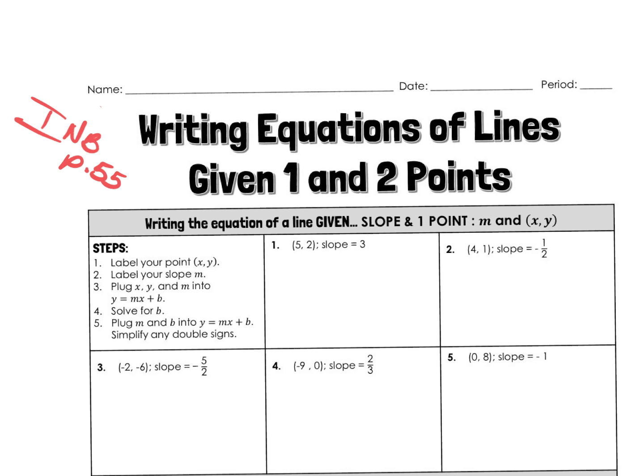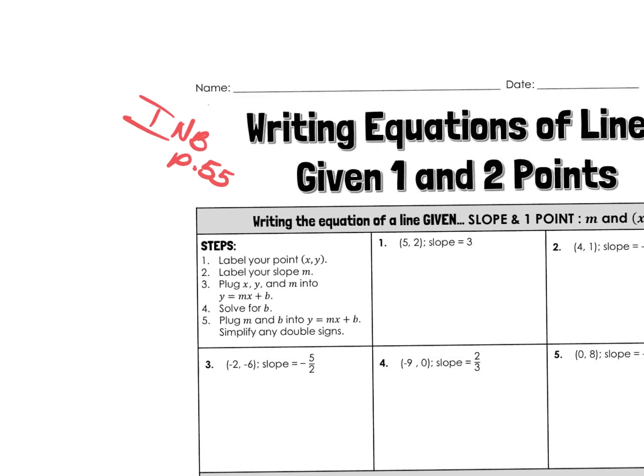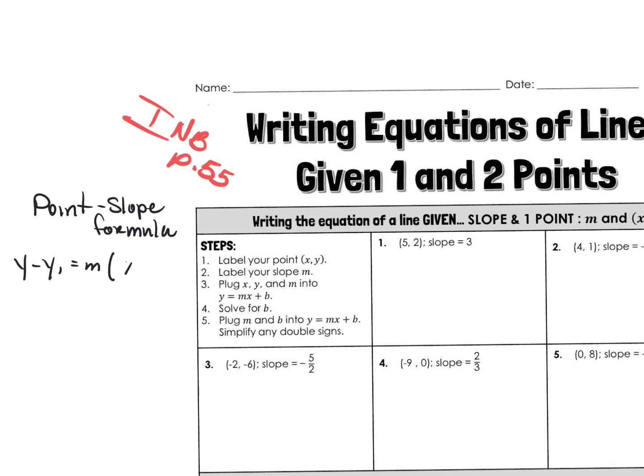The first thing I want to do is introduce a new equation. That equation is called the point slope formula, and it is y minus y1 equals m times x minus x1. Okay? Now, we're going to take this in steps.